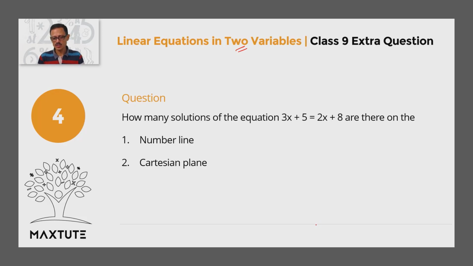How many solutions of the equation 3x + 5 = 2x + 8 are there on the number line and on the Cartesian plane? So, same equation, we'll have to say how many solutions are there if we plot it on the number line. How many solutions will it have if we plot it on the xy plane or the Cartesian plane? Let's simplify the given equation.